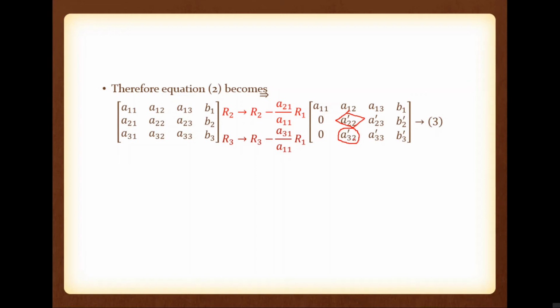Okay. Now, what is the pivot equation? The row corresponding to the pivot is the pivot equation. So here, this second row is the pivot. R2 is the pivot.